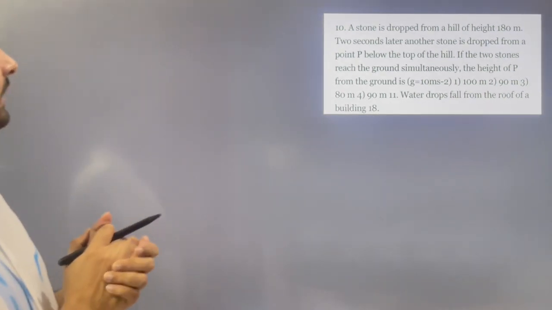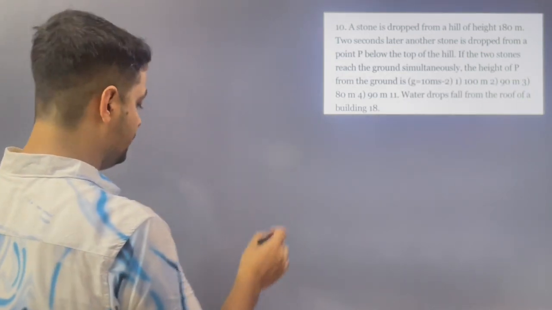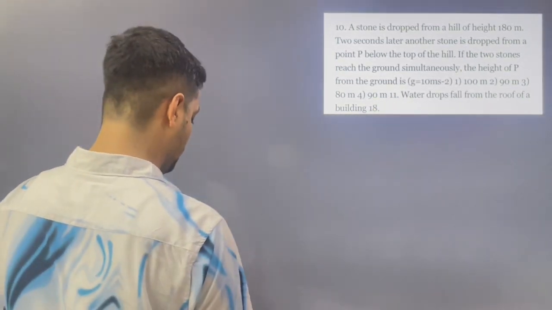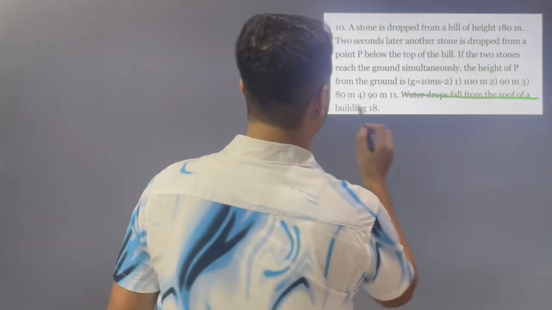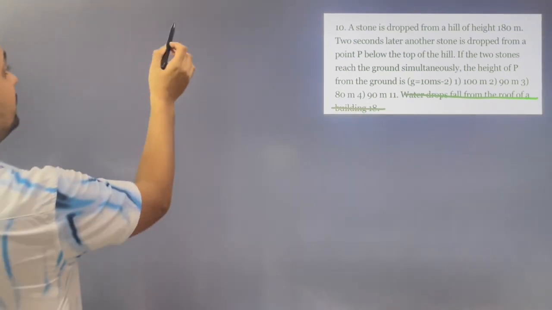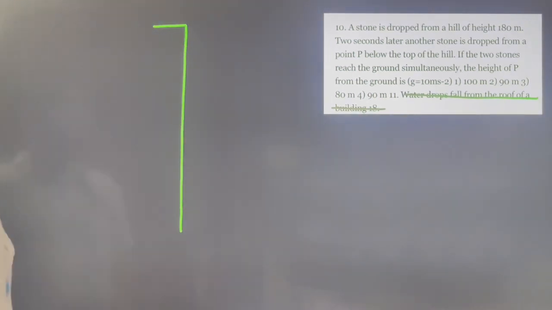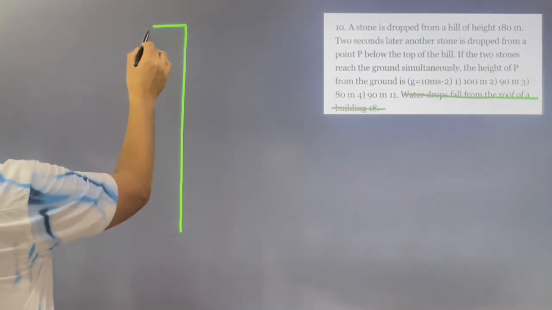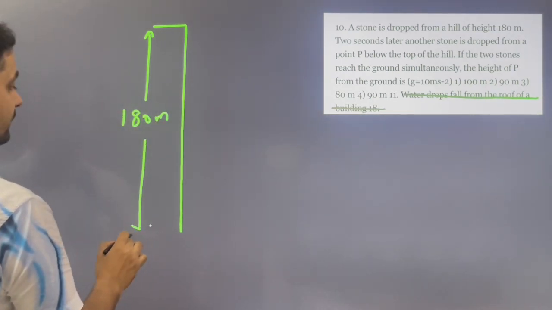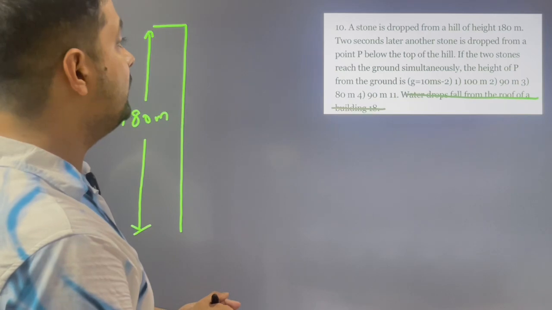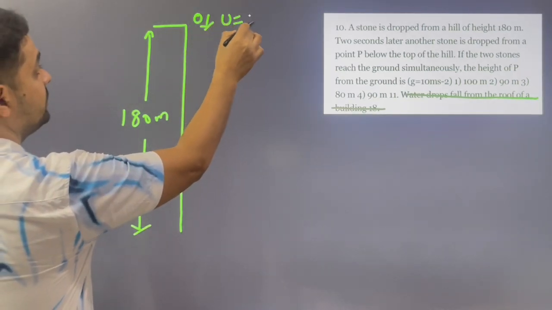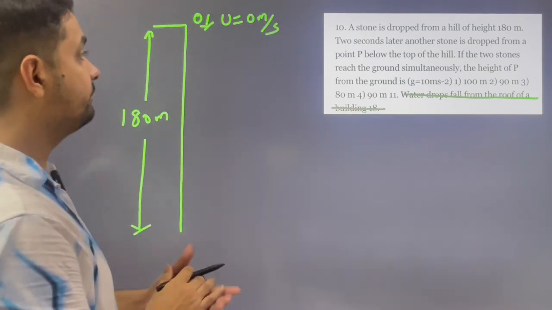So here, this is part of another question, so we will cut this portion. First we will draw according to the question. Here it is given that the stone is dropped from a hill of height 180 meter. So this is 180 meter height, correct? Now the first stone is dropped, that means the initial velocity is 0 meter per second, correct?